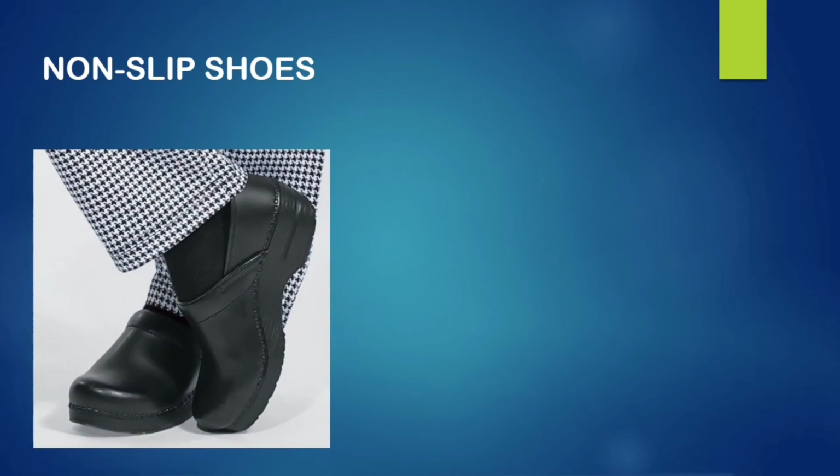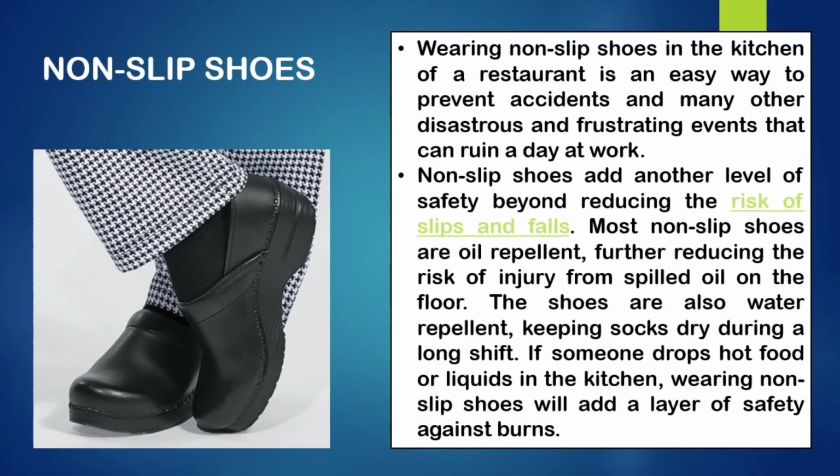Non-slip shoes. Wearing non-slip shoes in the kitchen of a restaurant is an easy way to prevent accidents and many other disastrous and frustrating events that can ruin a day at work. Non-slip shoes add another level of safety beyond reducing the risk of slips and falls. Most non-slip shoes are oil repellent, further reducing the risk of injury from spilled oil on the floor. The shoes are also water repellent, keeping socks dry during a long shift if someone drops hot food or liquids in the kitchen. Wearing non-slip shoes will add a layer of safety against burns.